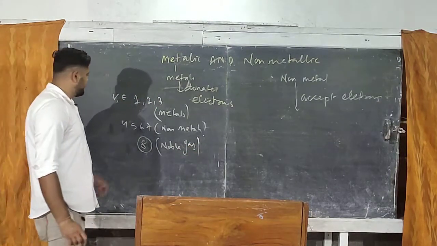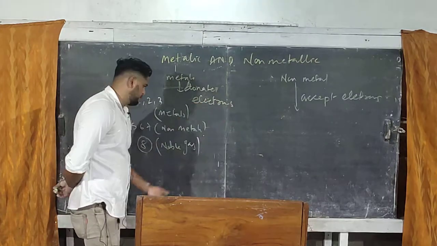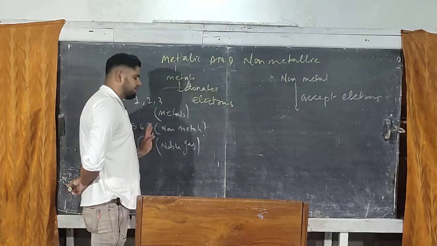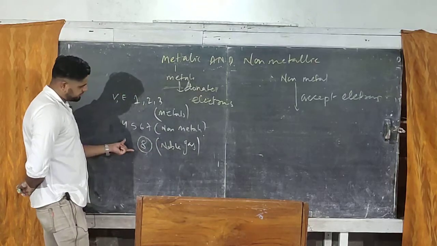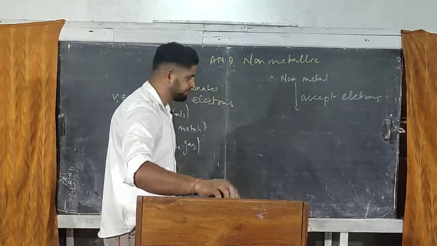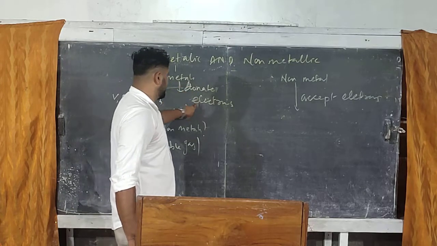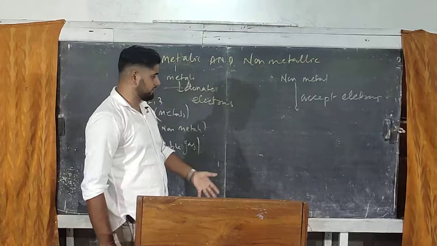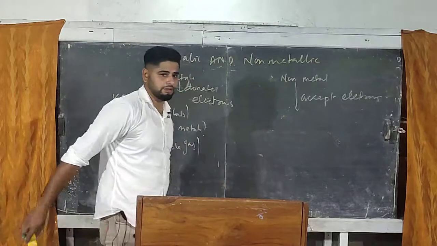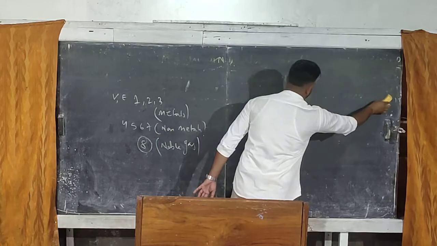To be metal, it must have valence electron 1 or 2 or 3. To be non-metal, valence electron must be 4 or 5 or 6 or 7. And for the noble gas, valence electron must be 8. Metals are donors of electrons. The ones which donate electrons are called metals, and the ones which accept electrons are called non-metals.